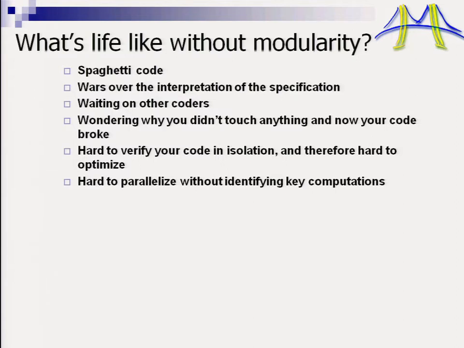But if you want to optimize your code, you have to make sure you're getting it right. And making sure that your code is right when you don't have modularity is actually very difficult. And of course, it's hard to parallelize without identifying the computations you want to parallelize. So my advice is just don't go there. Emphasize modularity in software architecture from the beginning.